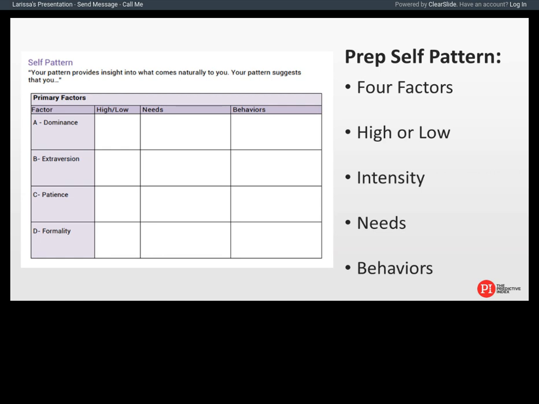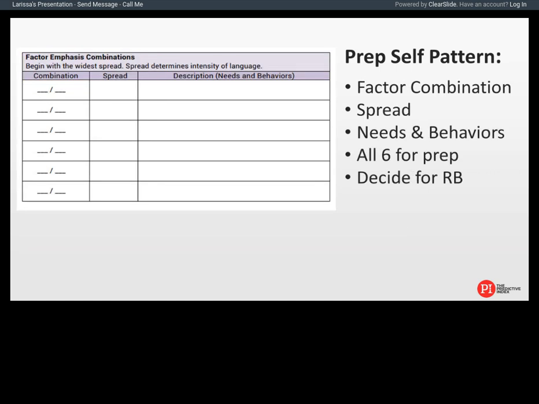So with this section, you'd go through all 4, write down whether it's high or low, what the intensities are, what the needs are, and what the behaviors are. And again, you likely either know this person or have an indication, and keep it nice and high level at this point. The second section, which again, as I've mentioned, is what I think is the most important.